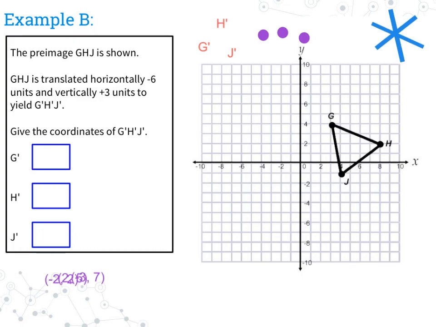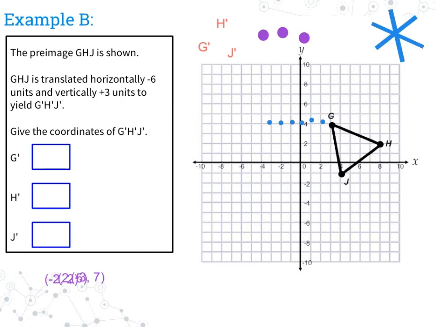So for example, horizontally means that we're moving left to right, and the negative lets us know that we're going to go left because that's where our negative numbers are. That's where things are going to be getting smaller. That's where we're going to be subtracting. So I'm going to start at letter G, and I'm going to count horizontally left 6. So 1, 2, 3, 4, 5, 6.